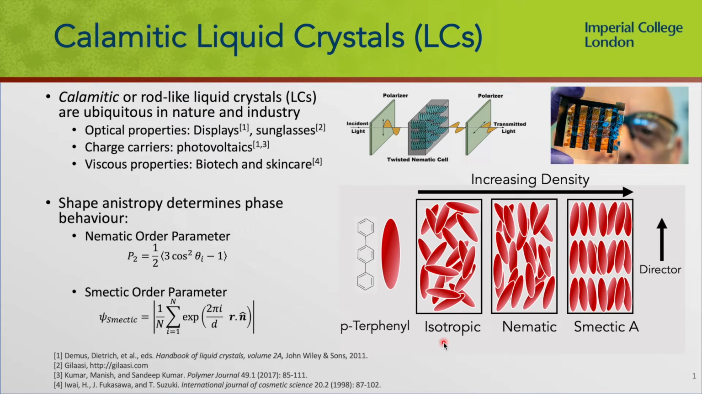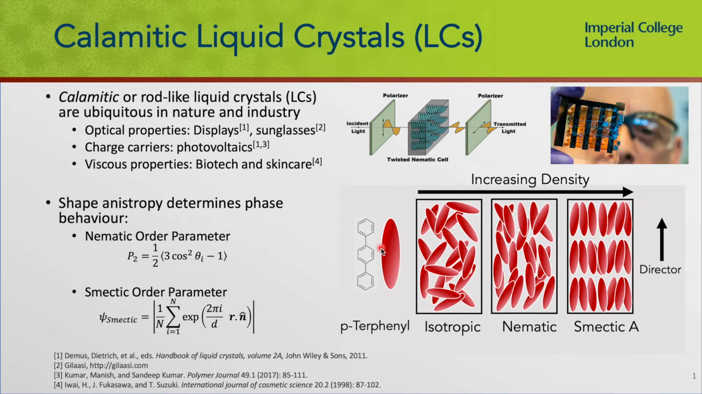Calamitic liquid crystals are ubiquitous in nature. These are rod-like molecules that have very useful properties, particularly in industry, in terms of their optical properties, such as their use in TV displays and sunglasses, the charge-carrying properties, particularly useful in photovoltaics because of the pi conjugation, for example, that is common in many of them, and also the viscous properties. These can be used in biotechnology and in skincare, particularly the smectic phase, where the anisotropy of the molecules leads to different textures, in essence.